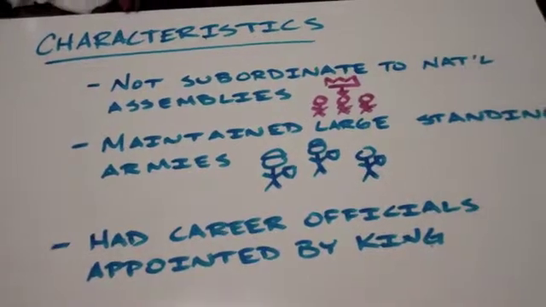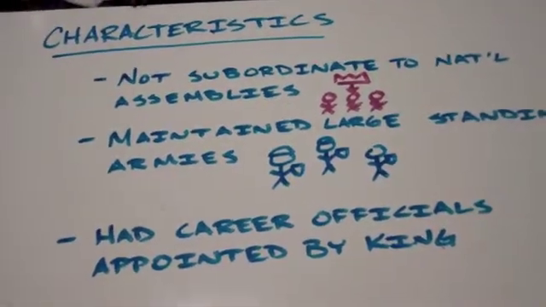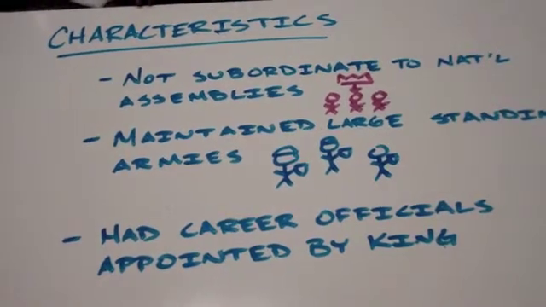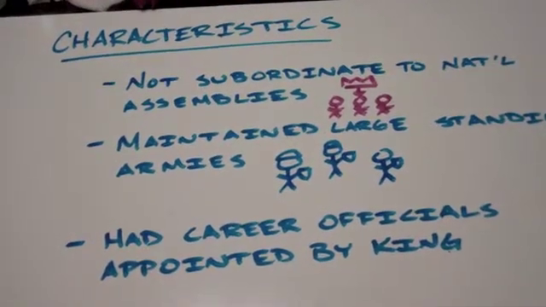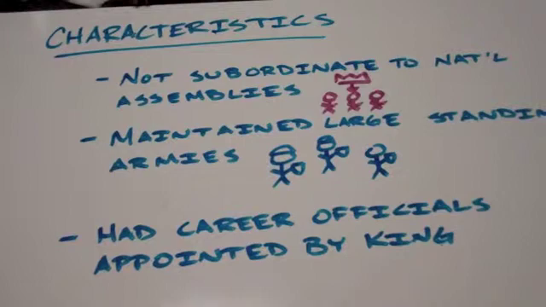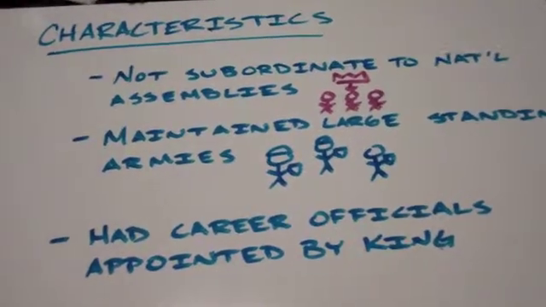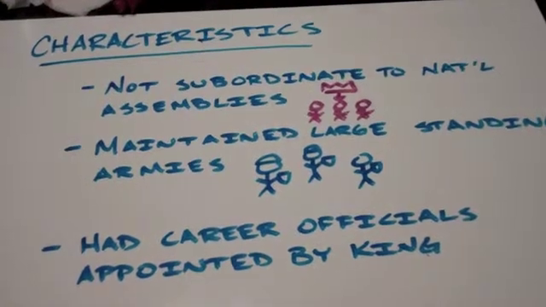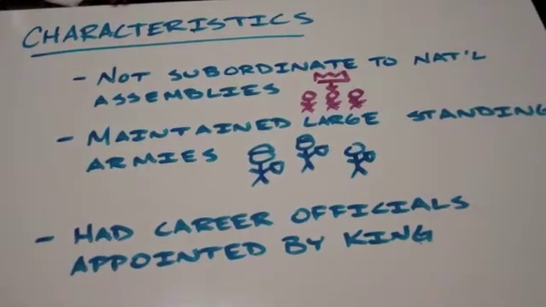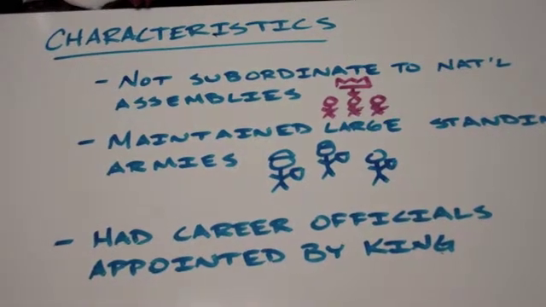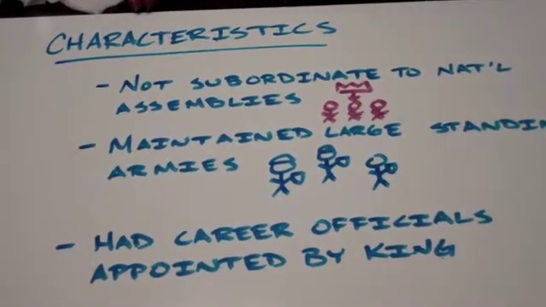And lastly, this is a new thing, they have career officials that are appointed by the king and report directly to the king. So no more nobles as provincial governors. You have people that the king has hired, and they answer to him and him alone. This takes the power out of the hands of the nobility and gives it directly to the king.